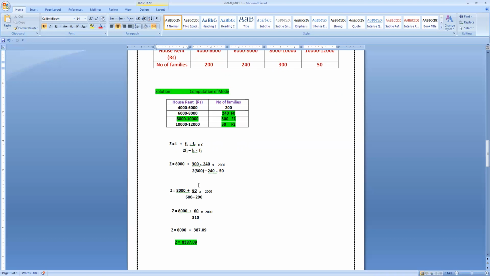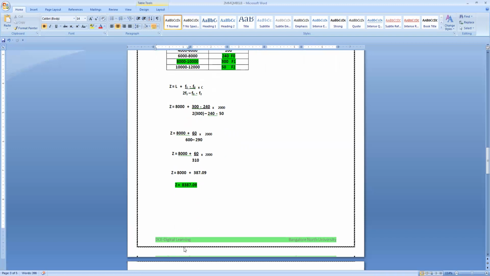So Z equals 8,000 plus 300 minus 240, which is 60, divided by 300 into 2 is 600 minus 240 minus 50 becomes minus 290, into 2000. Therefore, Z equals 8,000 plus 60 divided by 600 minus 290 is 310, into 2000. First, we should calculate these values. After calculating 60 by 310 into 2000, we got the value 387.09. This value has to be added to the lower limit, 8,000. Then we get the value of mode, that is 8,387.